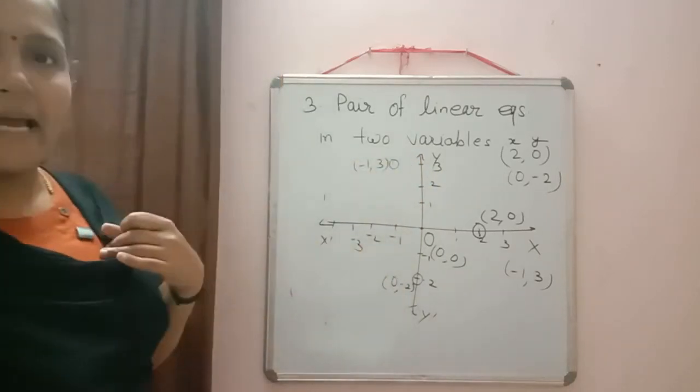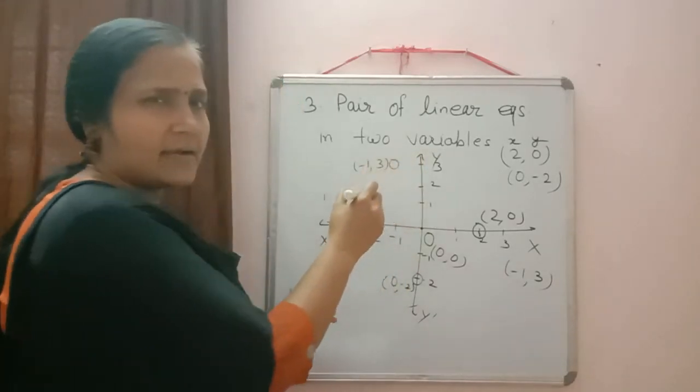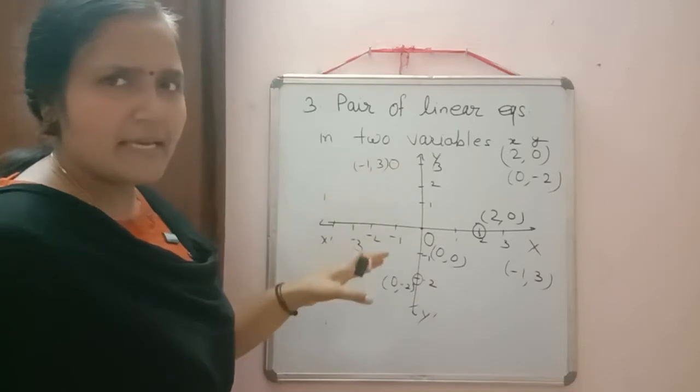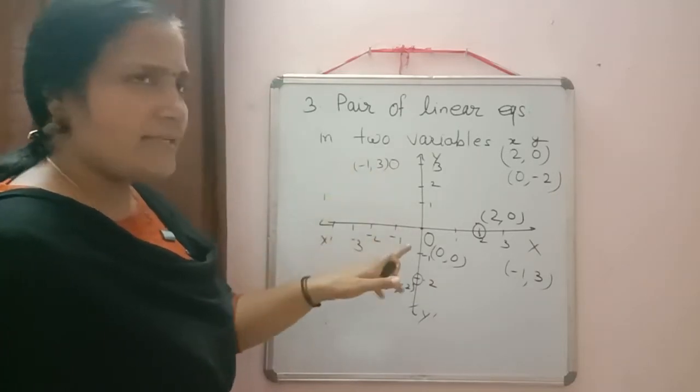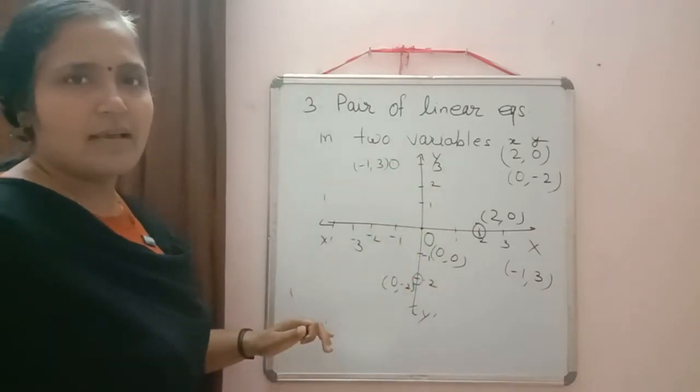In 9th class we were drawing the perpendiculars in this way and drawing the rectangles. Now I think in graph paper it will be easy for you to plot the points. That's why don't draw this type of rectangles, otherwise confusion will come.